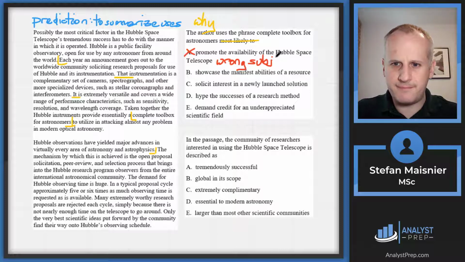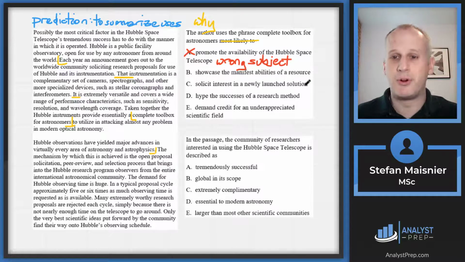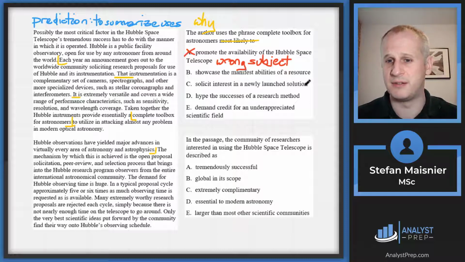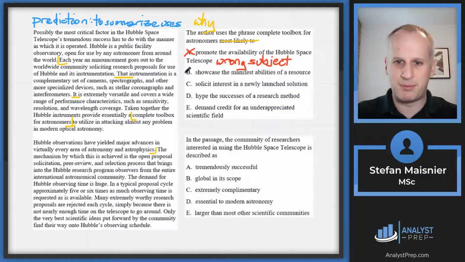Now, the next answer choice, there may be a word that you're not familiar with. If you're not familiar with the word manifest, put a question mark next to this, because that is part of where they're generating the difficulty. Just using a strange term for something that could have just been stated as all of the abilities, as opposed to showcase the manifest abilities of a resource. But if you know that manifest means all, great number, then this matches our prediction quite nicely.